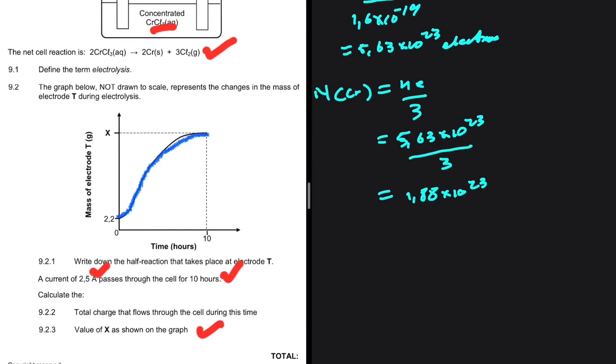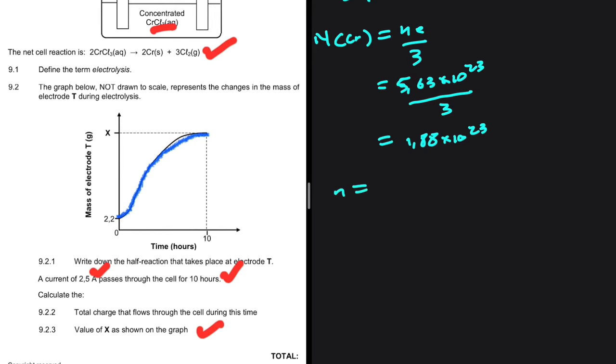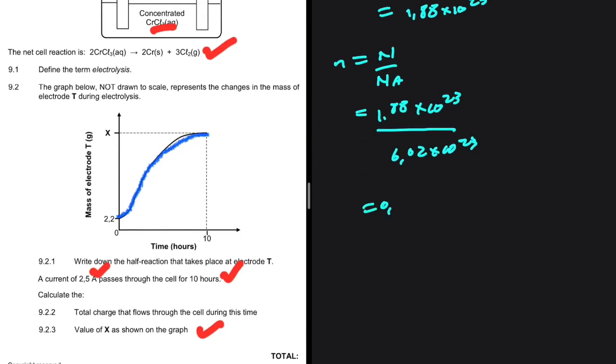Now we can use the number of atoms of chromium to find the number of moles of chromium. The number of moles is equal to the number of atoms divided by Avogadro's number. This will give us 1.88 times 10 to the power 23, everything divided by 6.02 times 10 to the power 23. This is equal to 0.31 moles. So we have the number of moles. We can go ahead and find the mass. The mass will be given by the number of moles multiplied by the molar mass.